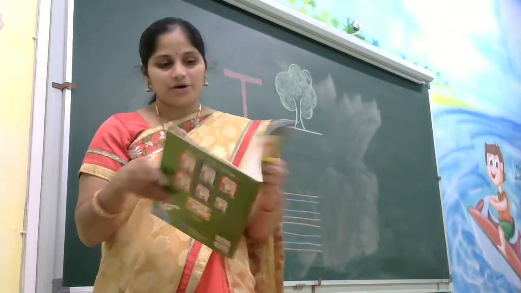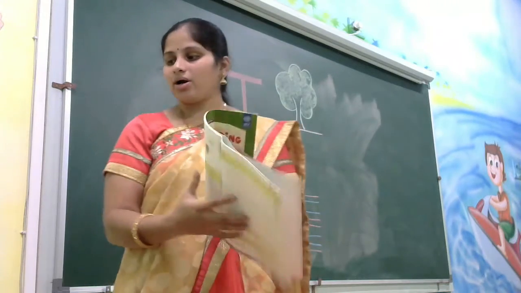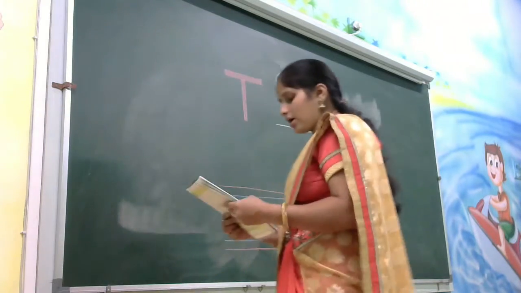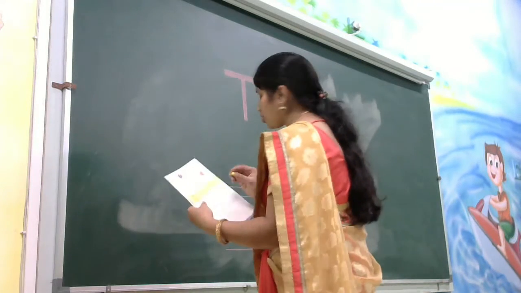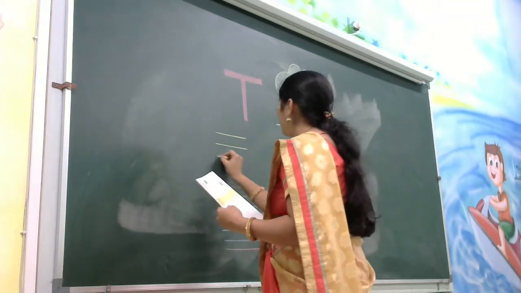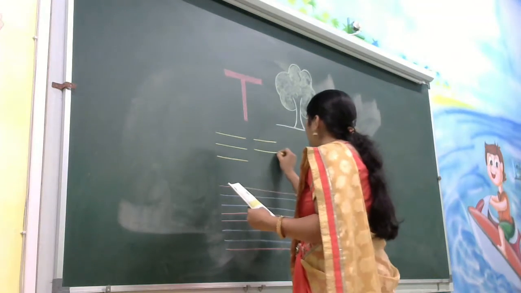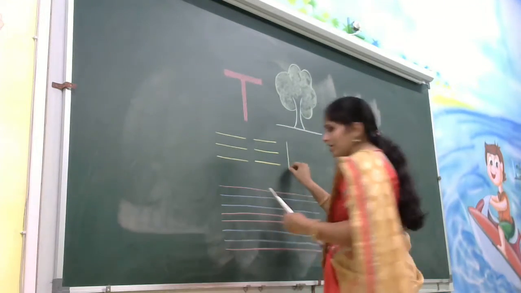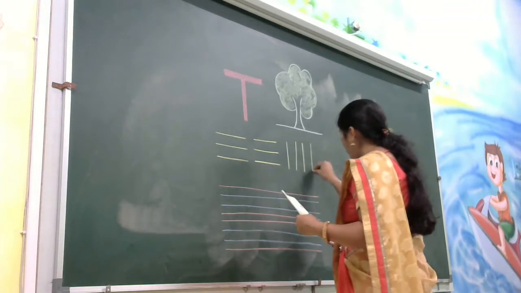So open your handwriting book to page number 46. Okay, we'll start the letter with the pattern first. Start tracing on the pattern. Sleeping line, left to right. Sleeping line, left to right. Then you have the standing line, top to bottom. Standing line, top to bottom.